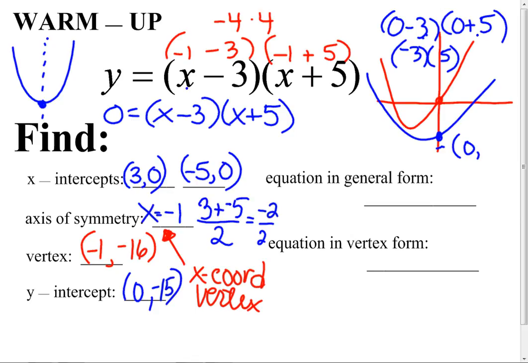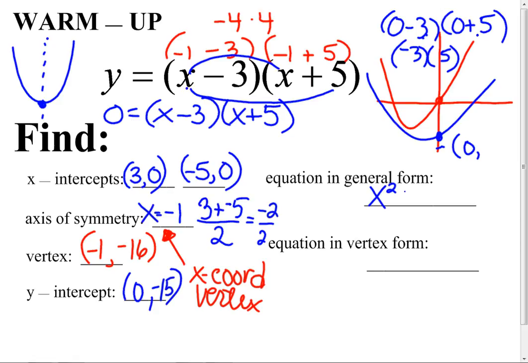What's another word for that? Starts with an E. Expand. Or you guys might say foil. Okay. We'll foil them. What's x times x? X squared. Okay. What's x times 5?